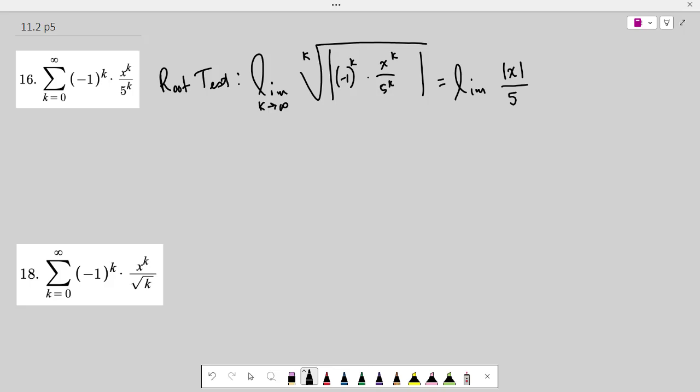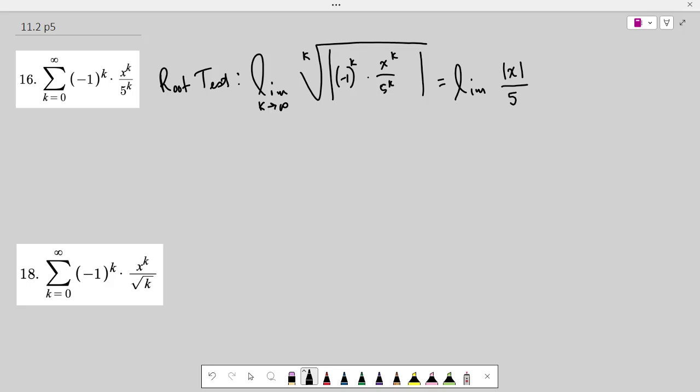The kth root of x to the k is x. The kth root of 5 to the k is 5. But we have an absolute value in there. x could be negative. We want to make sure we're turning everything positive, so those absolute value bars have to stay on the x. We don't need them on the 5 because 5 is positive. The (-1)^k goes away. It's either +1 or -1. Absolute value makes it +1.